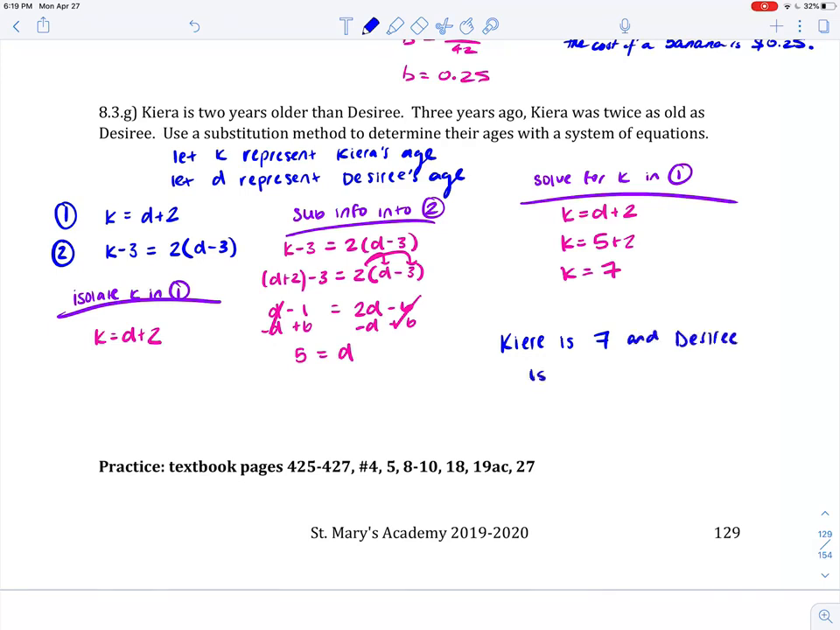So, Kira, how old is she? Well, she's 7. And Desiree is 5 years old.